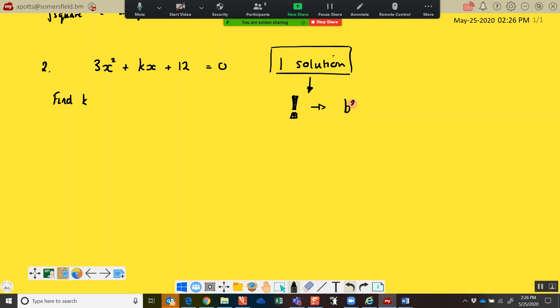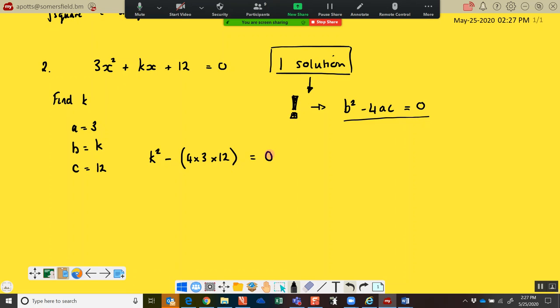The discriminant. We're going to have to use b squared minus 4ac, because that's the link between the number of solutions and a quadratic. What do we know about the discriminant if it's only one solution? It equals 0. Okay, so we're using this. Over here, we've got a is 3, b is k, and c is 12. So we put that in now. We get k squared minus 4 times 3 times 12 has to equal 0.